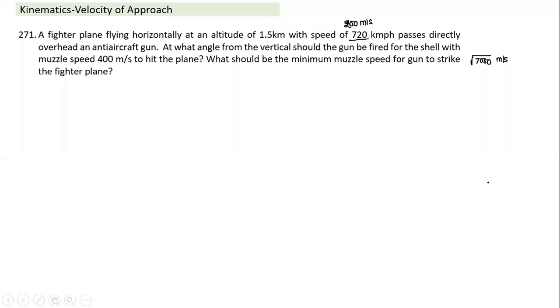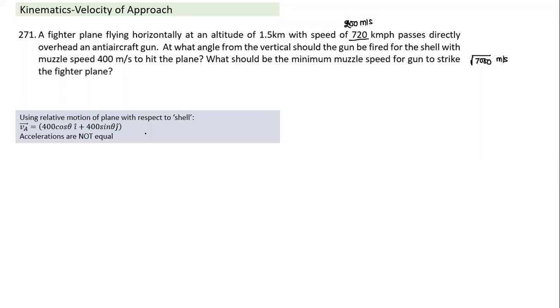This is a little different from the previous one. Let's understand here. Again, let's use relative motion of the plane with respect to the shell. So you assume yourself to be on the shell which is fired from the anti-aircraft gun. If I draw a figure, this is how it is.